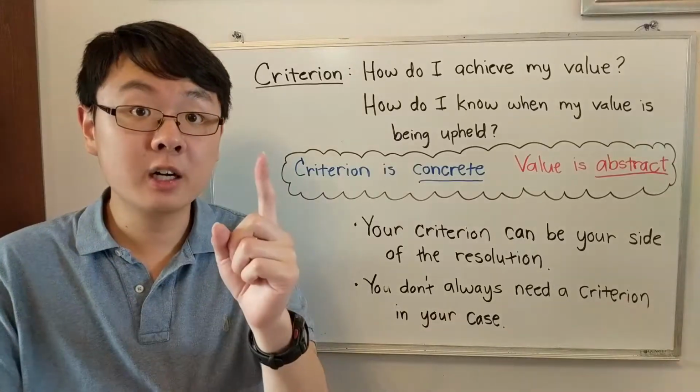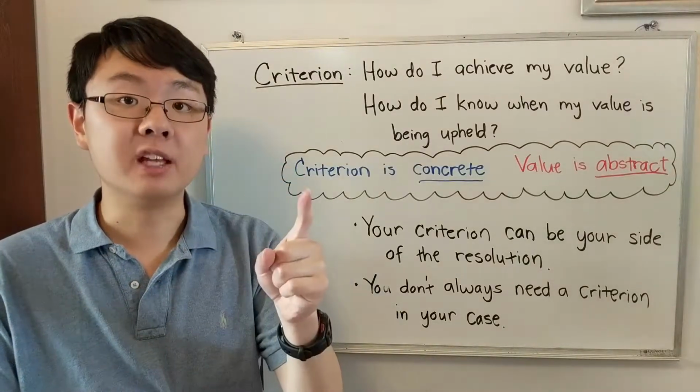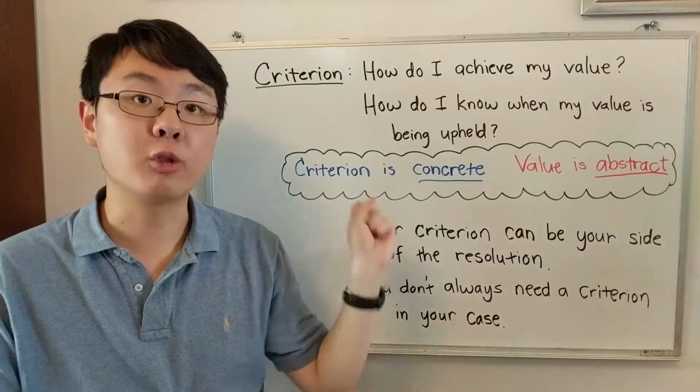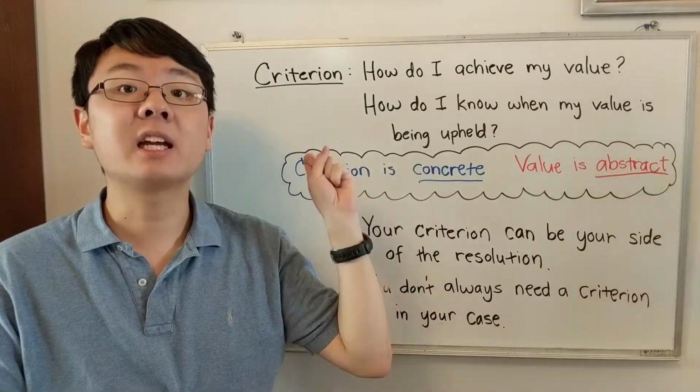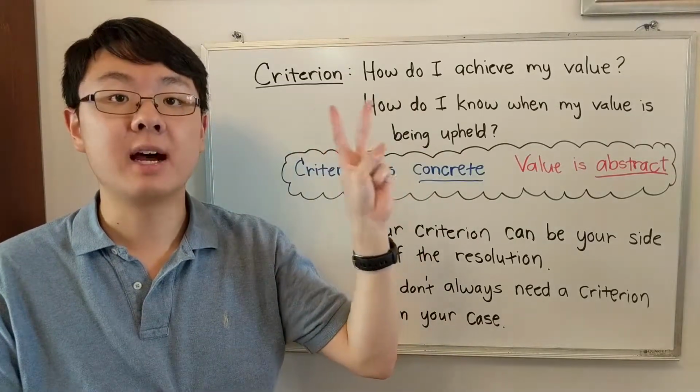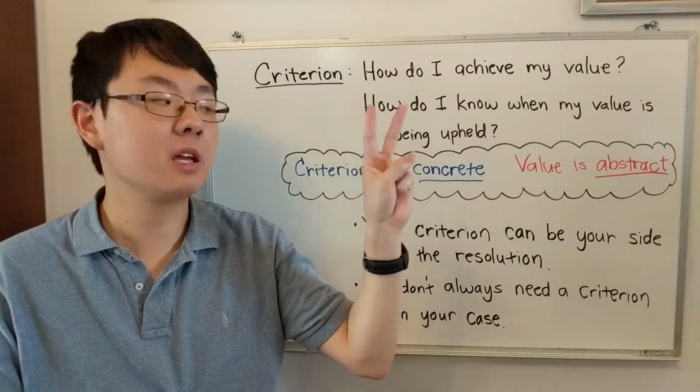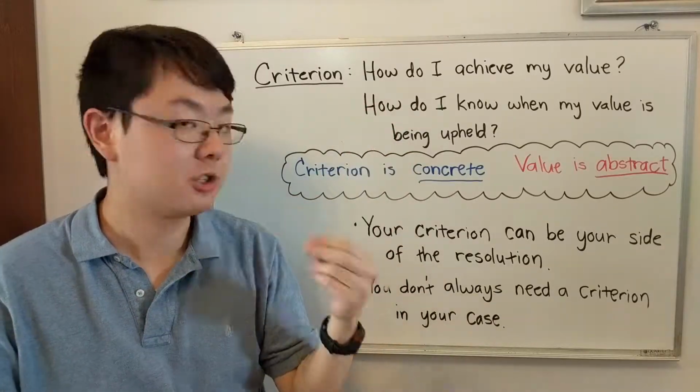Now, the best criterion, though, is one that can do both of these. The best criterion can do both. It can both achieve the value and it can measure when we have reached the value. The best criterion is one that can do both of the things that I just talked about.